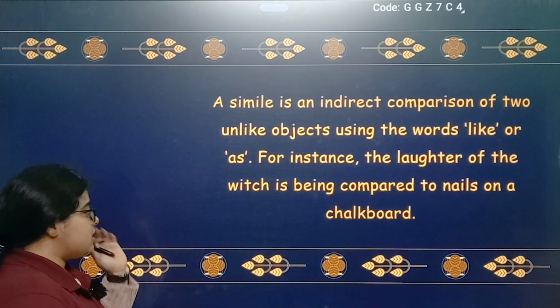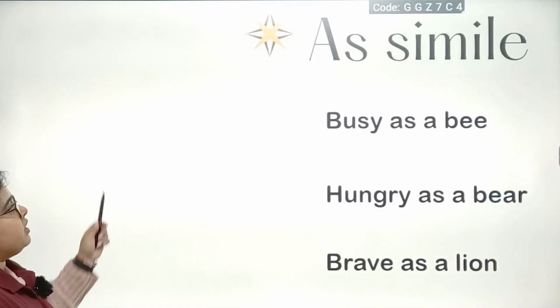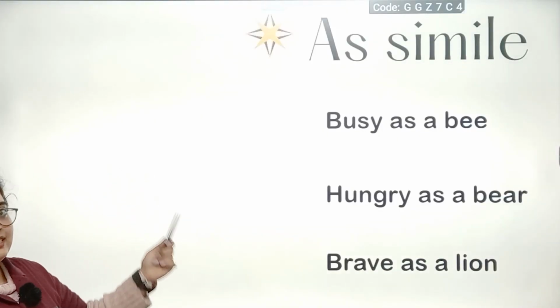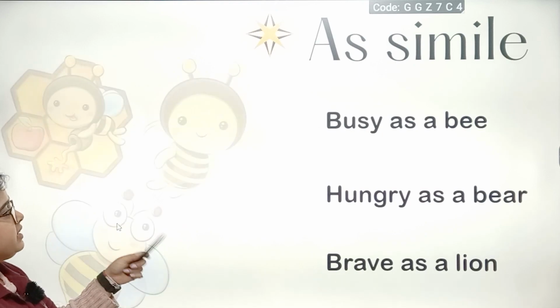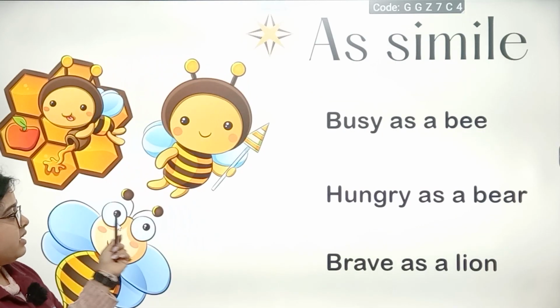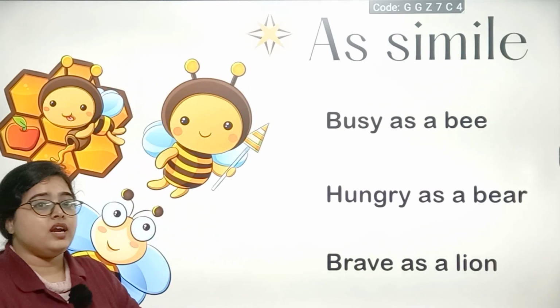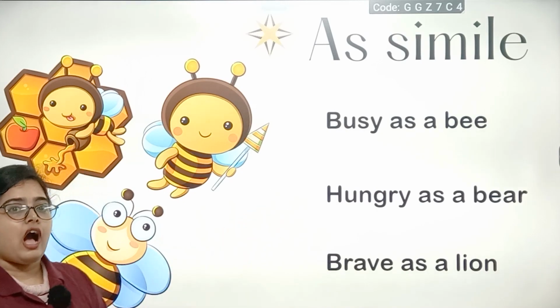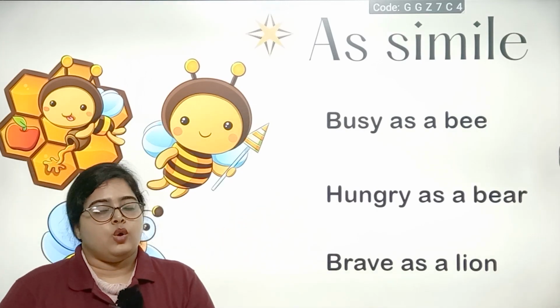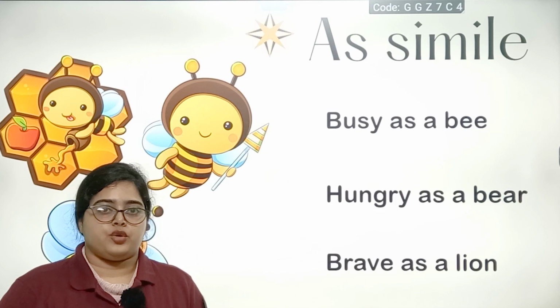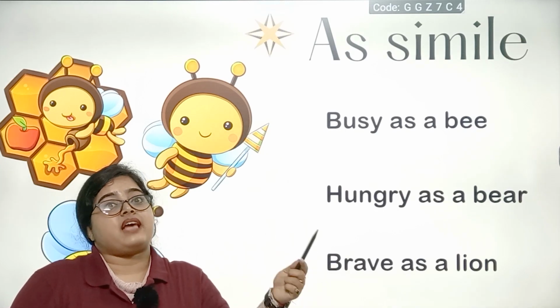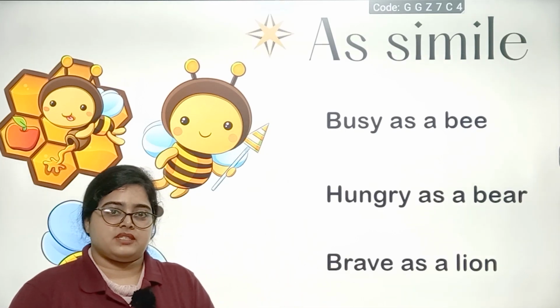Now here we'll see some examples. Okay, see, as simile. In the as simile, what do we have? Busy as a bee, right? Now how are you busy? You are a person who is very busy studying or doing some work. So we'll say she is as busy as a bee or he is as busy as a bee.